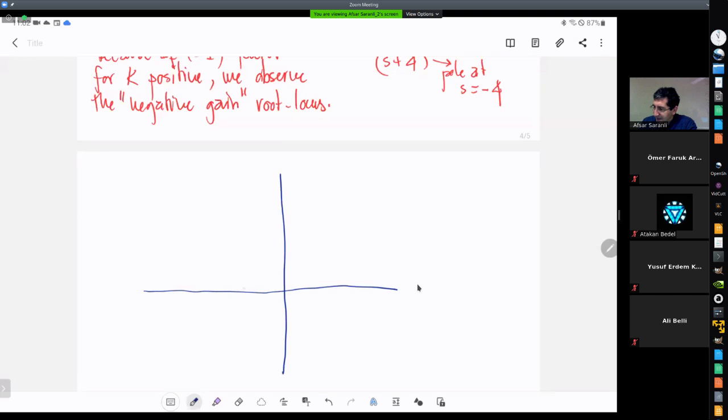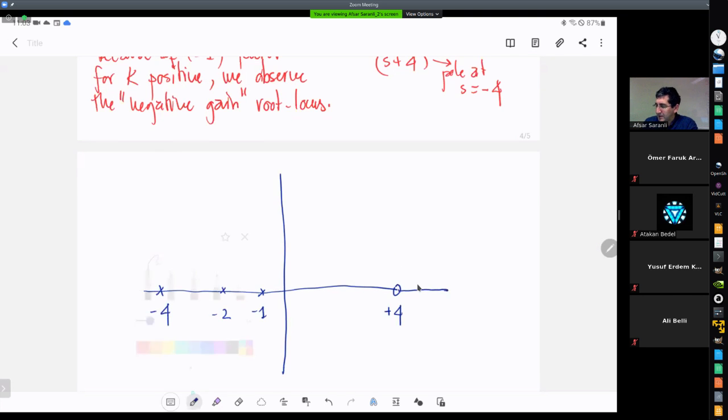Now what happens is that here is our minus 1 and minus 2, the original poles of the system. There is an additional pole at minus 4, and there is another additional unstable zero at plus 4. Okay?